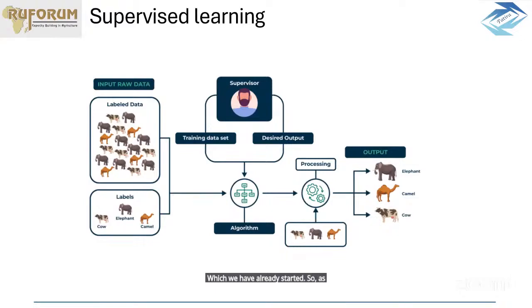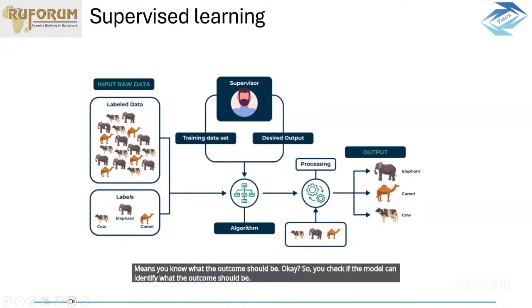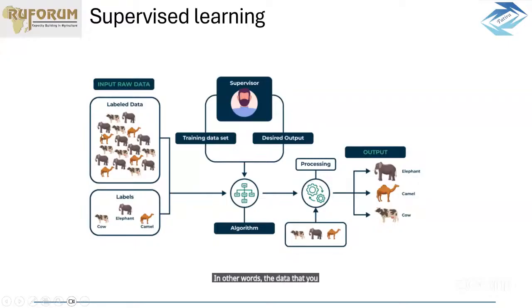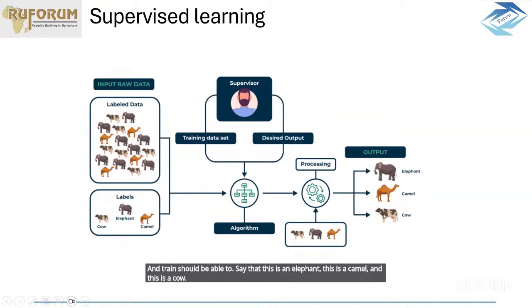So as I said earlier, supervised learning means you know what the outcome should be, okay? So you check if the model can identify what the outcome should be. In other words, the data that you supply is labeled. For example, here, if these are animals, you know that this one is an elephant, this one is a camel, this one is a cow, okay? Now, the algorithm that you choose and train should be able to say that this is an elephant, this is a camel, and this is a cow, okay, correctly.